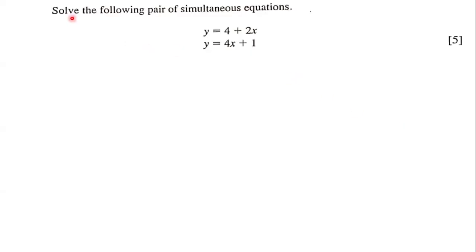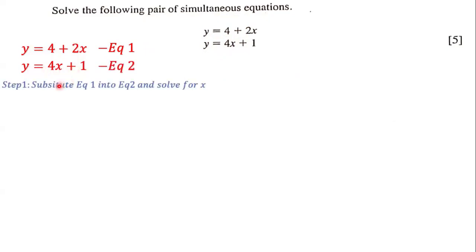Here, the question states, solve the following pair of simultaneous equations. Notice that we have y is equal to 4 plus 2x, and we have y is equal to 4x plus 1. Notice that we call this one equation 1, and we call this one equation 2. The first step is we're going to substitute equation 1 into equation 2 and solve for x.